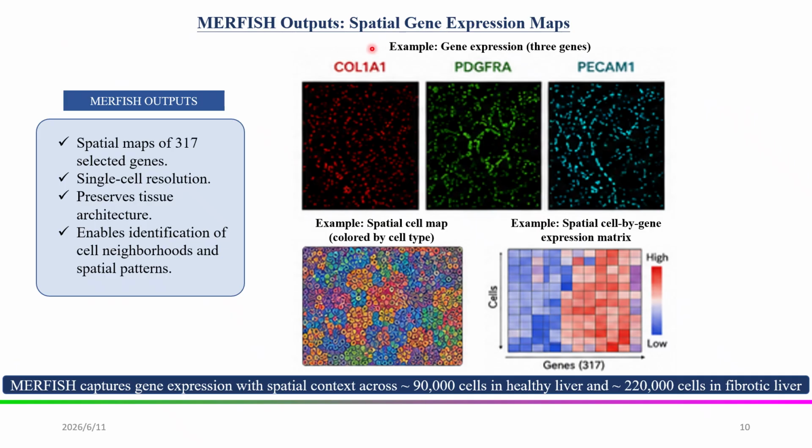Next, this slide shows the output of MERFISH. MERFISH produces spatial gene expression maps. In this study, it mapped 317 selected genes at single cell resolution. So these are examples of the MERFISH outputs, which my team member will later explain in detail.